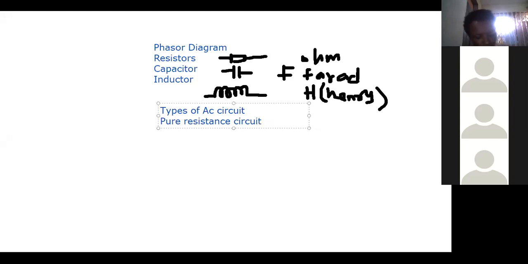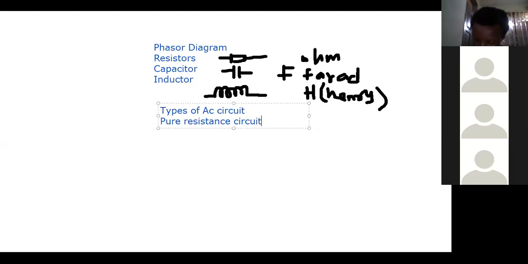Circuit. Now, under this, only a resistor is present. The voltage and the current always rise and fall together. So both the voltage and the current rise and fall together, and because they rise and fall together, there is no phase difference between them. There's no difference in phase.